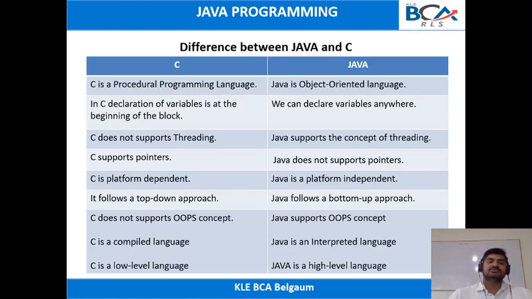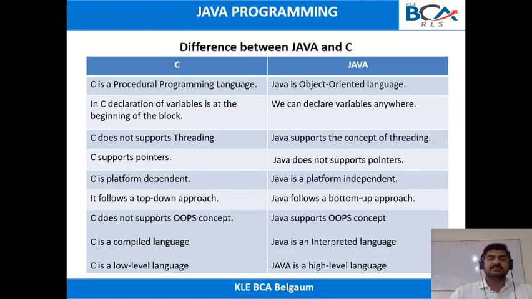The third one is that C does not support threading. In C programming, we don't have any concept called threading or multi-threading. In Java, we'll be learning about what a thread is, what multi-threading is, and how we can create a multi-threading program. Java supports the concept called threading. A thread is the smallest unit of a program. A single program can be divided into multiple parts, and one part you can call a thread.